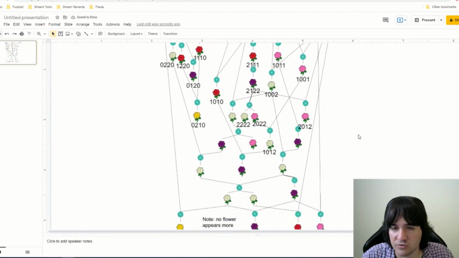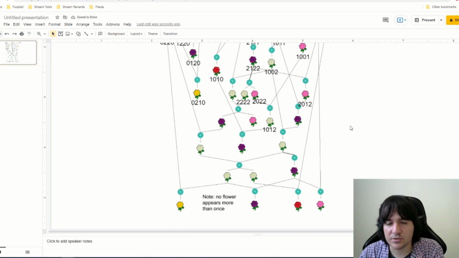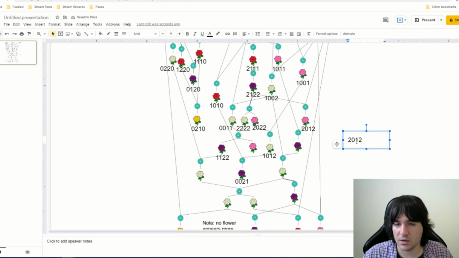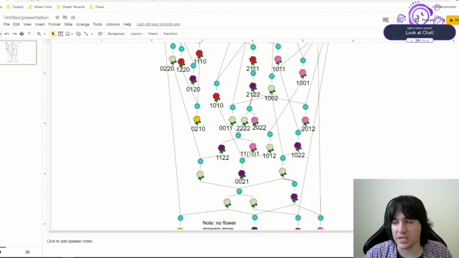All right, and we're ready to scroll down. We're actually getting kind of close. And the pink one, uh-oh. The pink one has 2 options, which is the first time that this has happened, which makes me wonder if I made a mistake up until somewhere right before this. Yes, no flowers appear more than once. Good point.